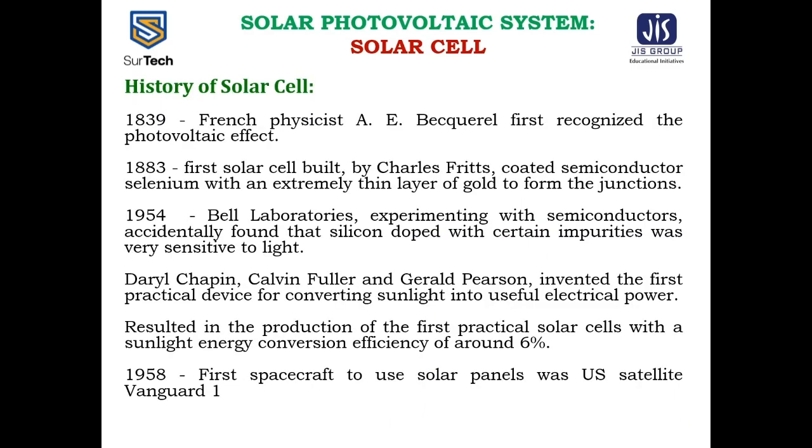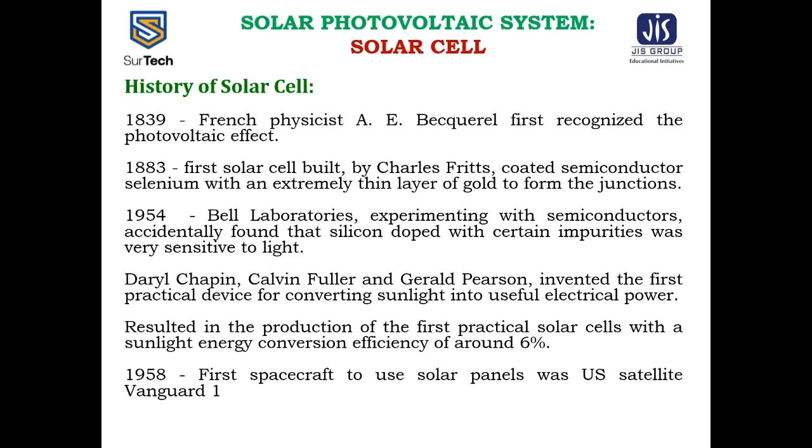The history of solar cell. In 1839, the French physicist A.E. Becquerel first recognized the photovoltaic effect. After that, in 1883, the first solar cell was built by Charles Fritts, who coated the semiconductor selenium with an extremely thin layer of gold to form the junctions.